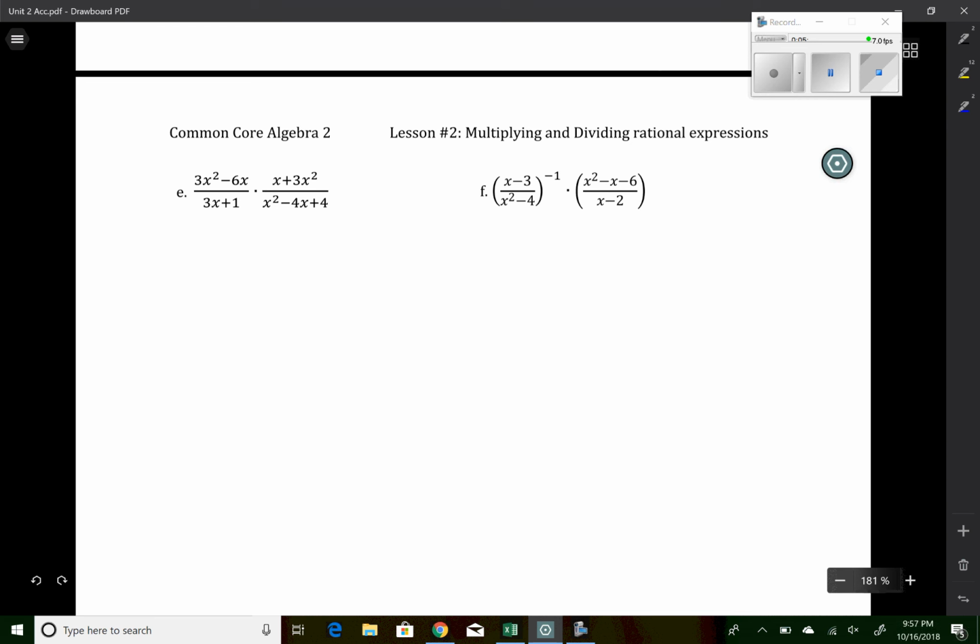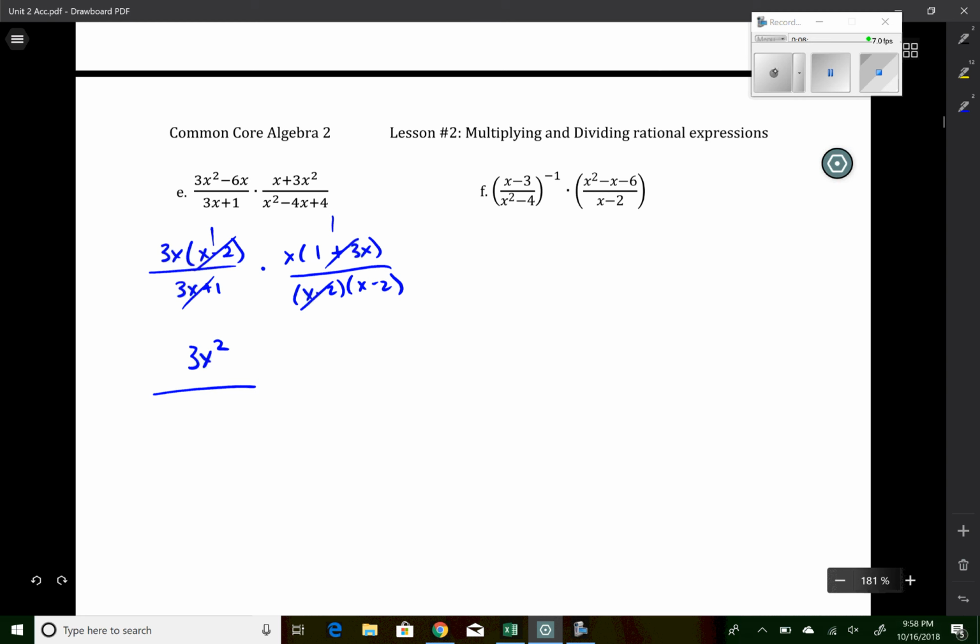Moving on. Part E, GCF of 3x, leaving us with x minus 2, 3x plus 1, times x, 1 plus 3x, and x minus 2, x minus 2. These reduce to 1. These reduce to 1. I know those are opposites, but not additive inverses. They're just the same. So we're left with 3x squared in the numerator. And in the denominator, we're left with x minus 2.